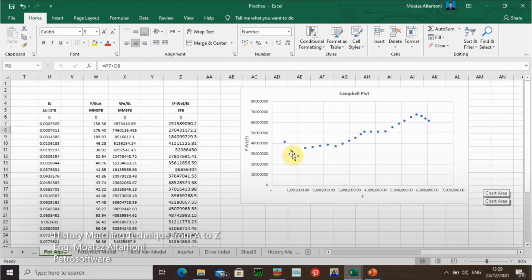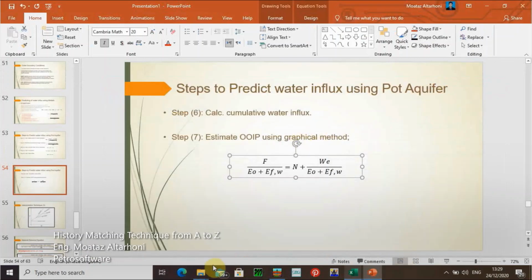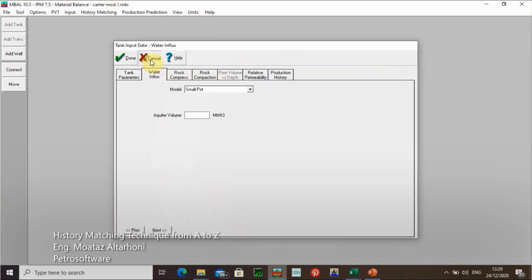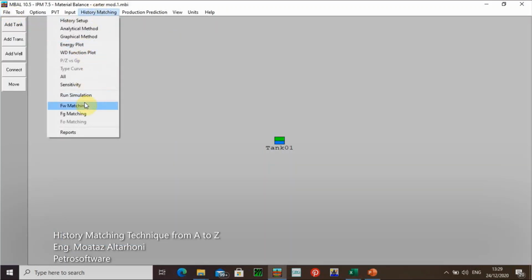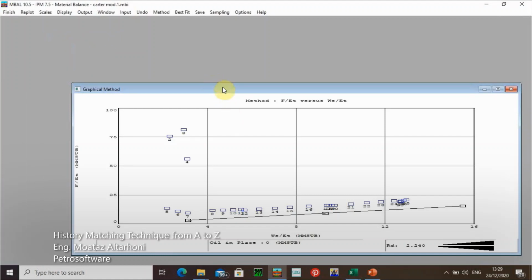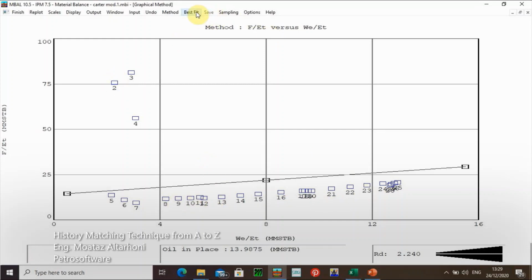This Campbell plot with water influx can help me to give the right value of original oil in place. So if I can see here, if in analytical I got a good match, but when I see the graphical method, yes, I can depend on this method. This is the method I use here, so I need to use this best fit to give me the value of original oil in place. So this is the same plot I did here: F minus E total divided by water influx, and this number.